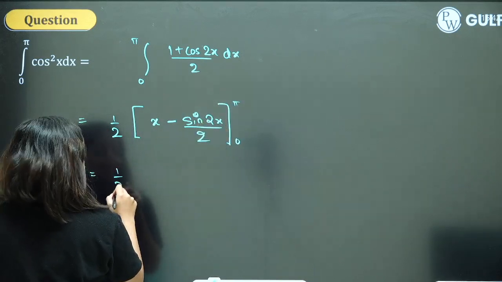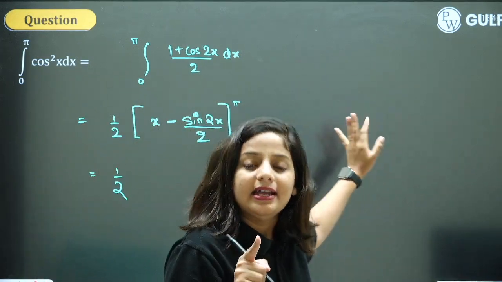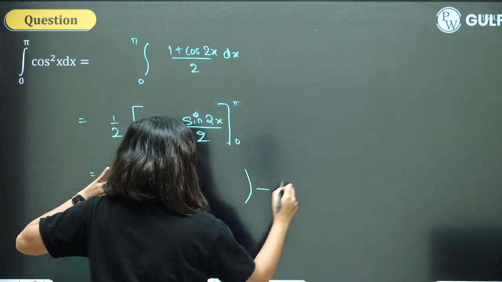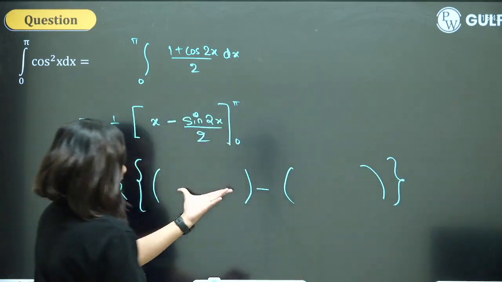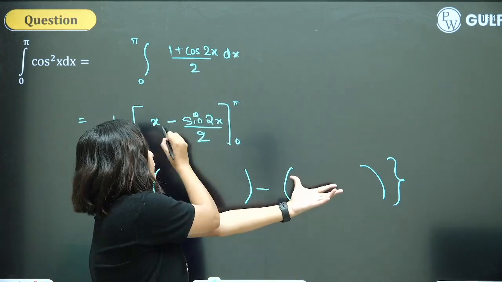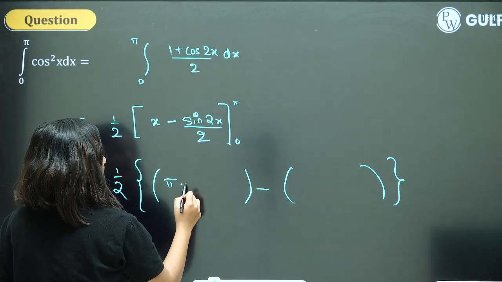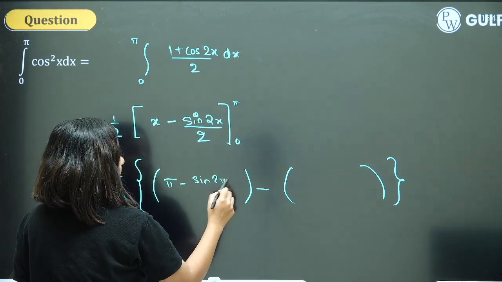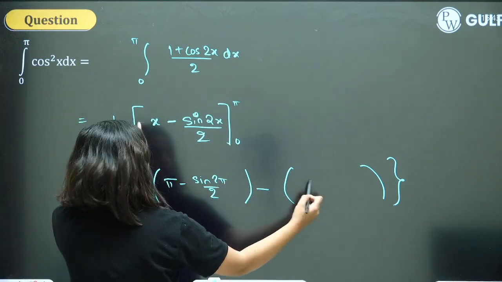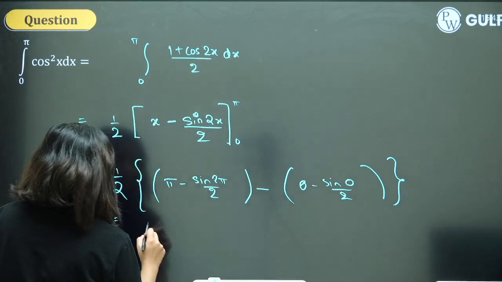Isn't it, children? Yes. And now, once you take the integration, don't put plus c. Instead, make 2 brackets like this. First bracket, you are going to put upper limit in place of x. Second bracket, you are going to put lower limit in place of x. Chalo, let's put pi. Pi minus sine 2 pi by 2. That's my upper limit. Minus lower limit 0 minus sine 0 by 2. What is it? 1 by 2.